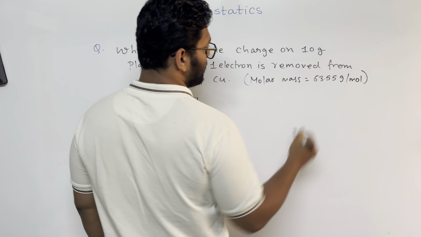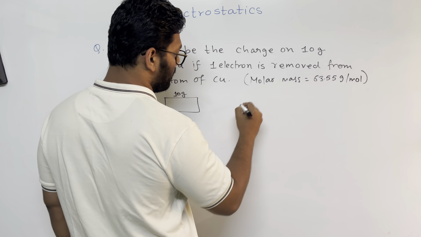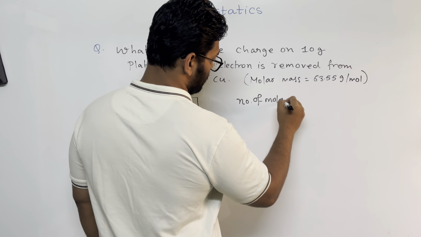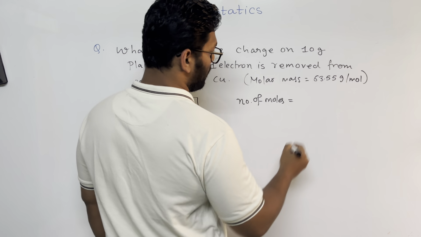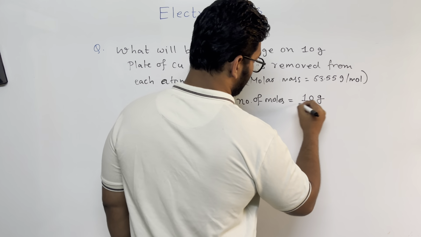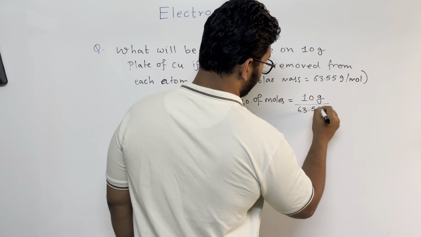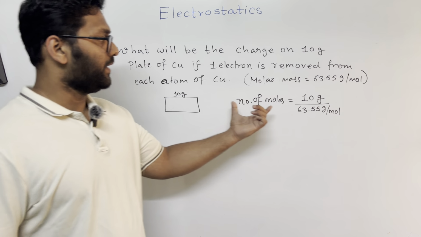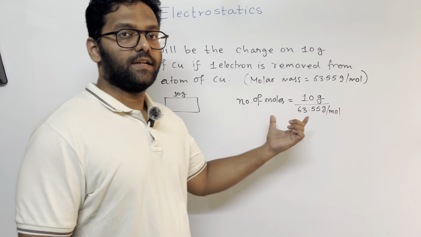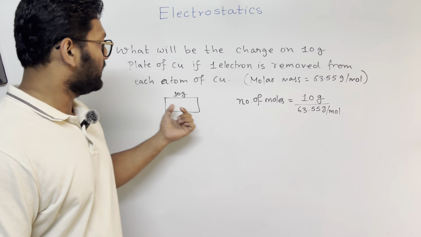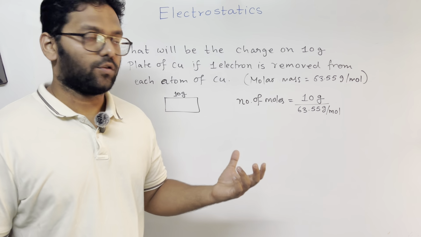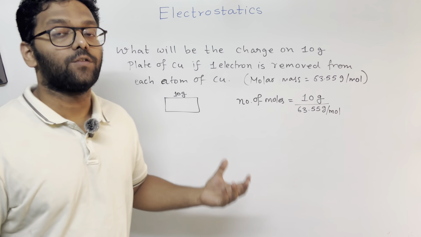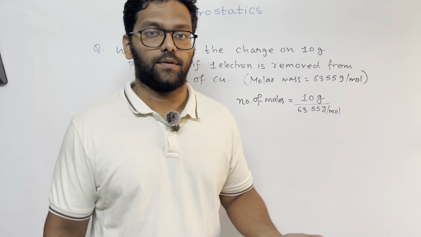We know the molar mass is 63.55. So we can find out the number of moles. Number of moles is going to be gram mass upon molar mass, right? Gram mass is 10 divided by molar mass, 63.55 gram per mole. So why am I finding the number of moles? Because if I find the number of moles and multiply it with Avogadro's number, then I will get the total amount of atoms in copper, and as a result I will get the total amount of electrons which were removed from the copper, right?